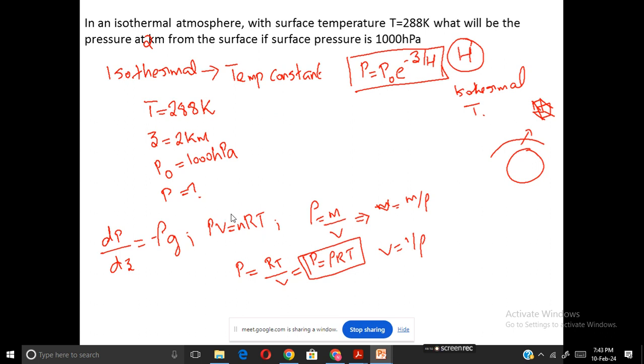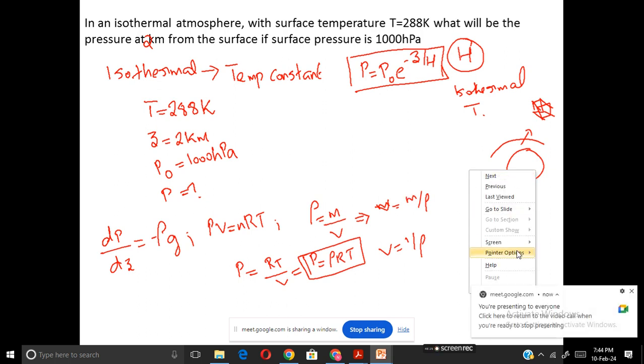So from this, rho is basically mass by volume, so V will be mass by rho. If we are considering unit mass, then V will become 1 by rho. Then we substitute this in the ideal gas equation, and we get P is equal to rho R T.